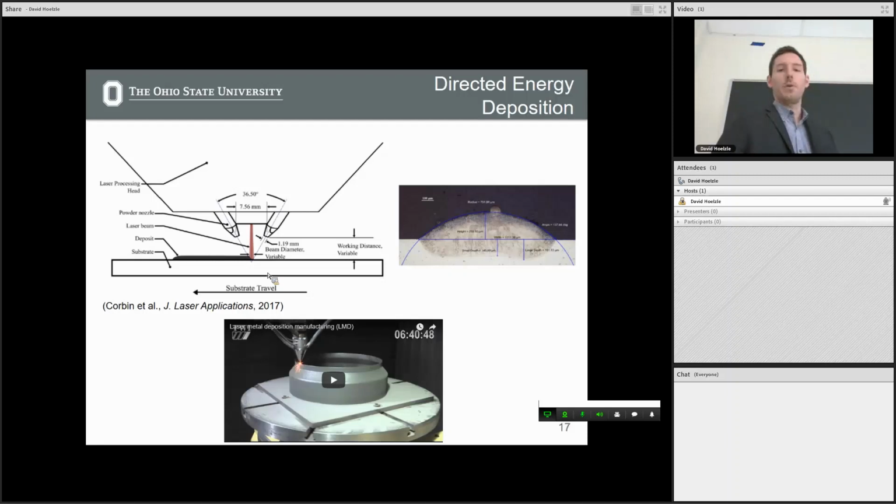What you have here is a head and a substrate. The substrate is usually just a really, really thick piece of metal of essentially the same type as the metal you're trying to print.